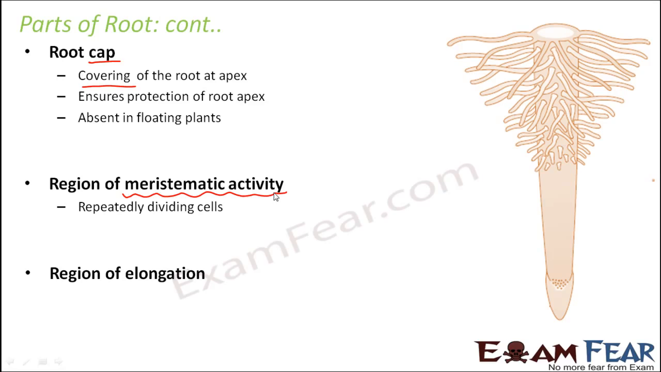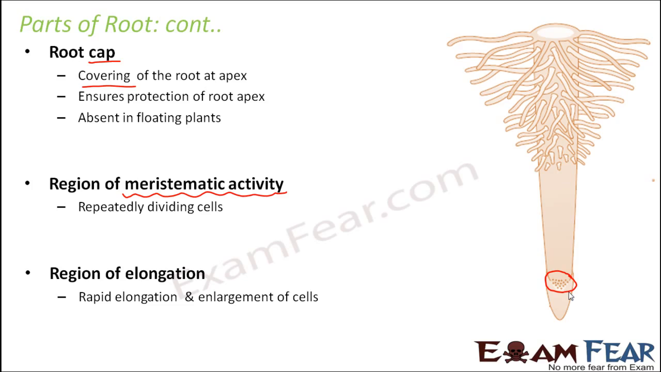The cells in this region are small and thin walled. Since they have thin cell walls, they can easily divide, because if they had very thick cell walls, they would not be able to divide. They have thin walls and dense protoplasm, and they actively keep on dividing to form new cells. That is why, if you look at this region, it is trying to show that cell division. You see small dot-like structures portraying the small cells. Talking about the region of elongation, it is now in the region of meristematic activity that cells are formed.